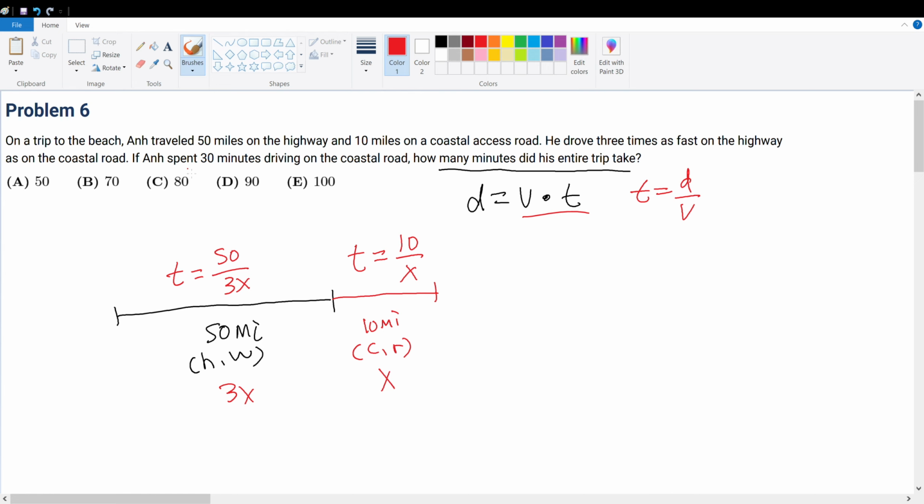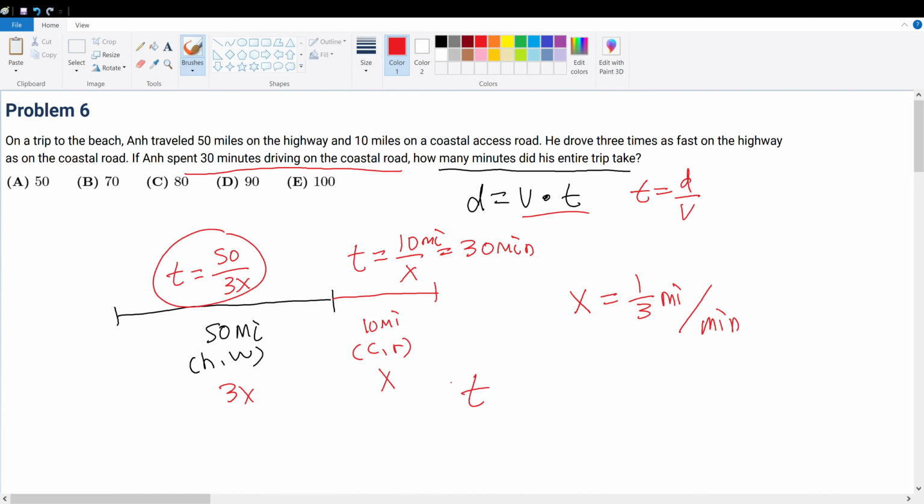Now, we're told that An spent 30 minutes driving on the coastal road, so we can solve for this. That's equal to 30 minutes, and this is 10 miles. So in other words, this x will be equal to 1 over 3 miles per minute. That is his velocity. So therefore, we can solve for t for the highway, which is equal to 50 over 3 times 1 over 3, which must give 50 miles.